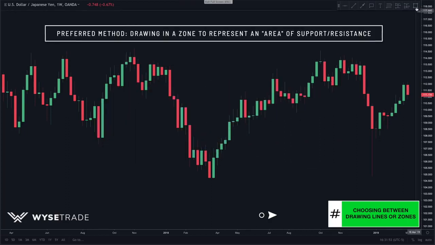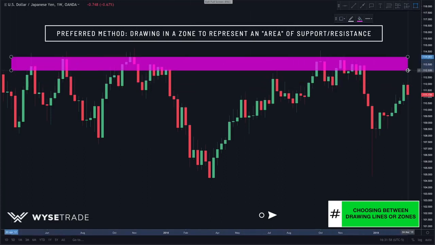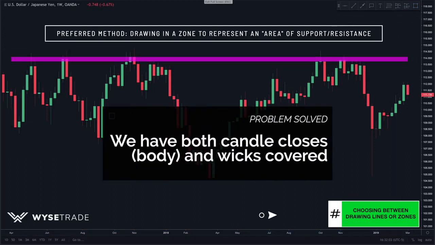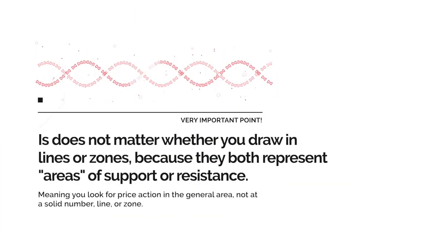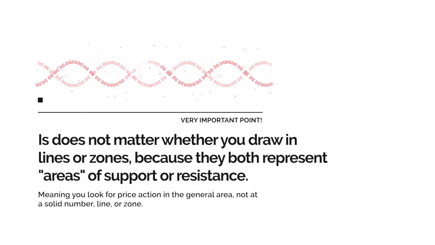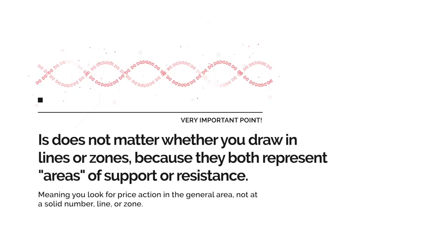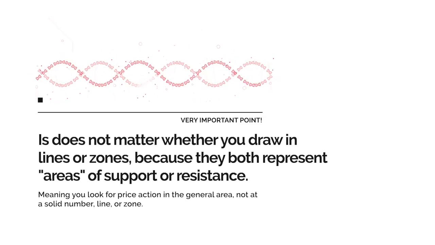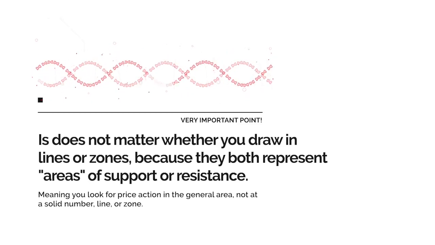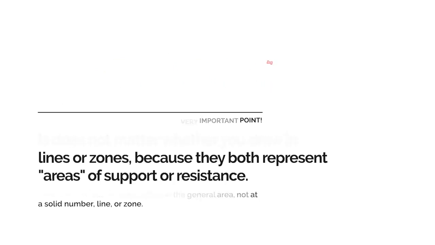So this brings us to our preferred method, which is drawing in zones like this. This way, it accommodates for the entire area, encompassing both candle closes and wicks. Now, here's the most important point. And make sure you remember this. It doesn't matter whether you draw in lines or zones. Either one works, because you still treat these lines and zones of support and resistance as areas, meaning you are looking for price action to occur in the general area, not at a solid number, line, or zone.